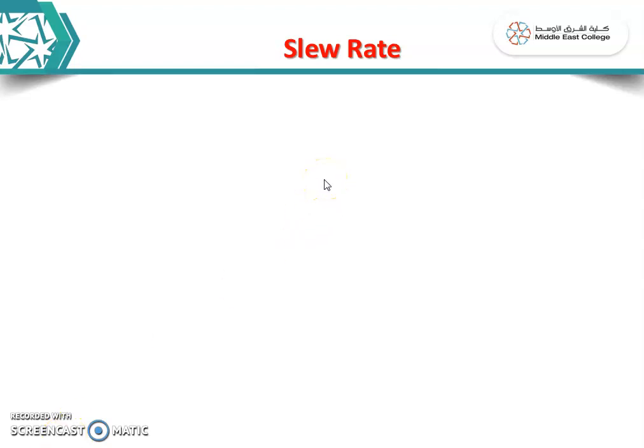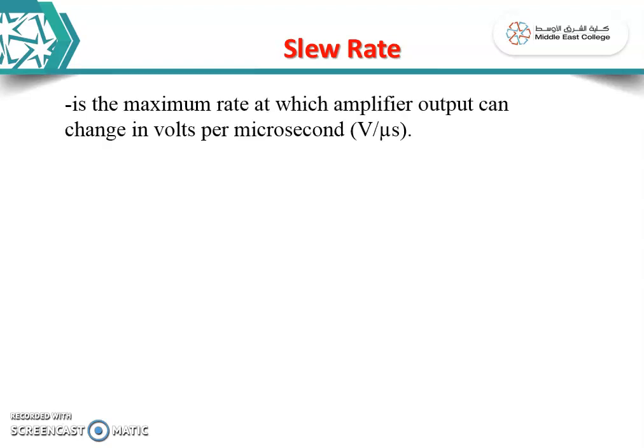The next topic that we are going to study in operational amplifiers is slew rate. The definition of slew rate is the maximum rate at which the amplifier output can change, in volts per microsecond, or it is a measure of how fast the op-amp is able to respond to the change in inputs.